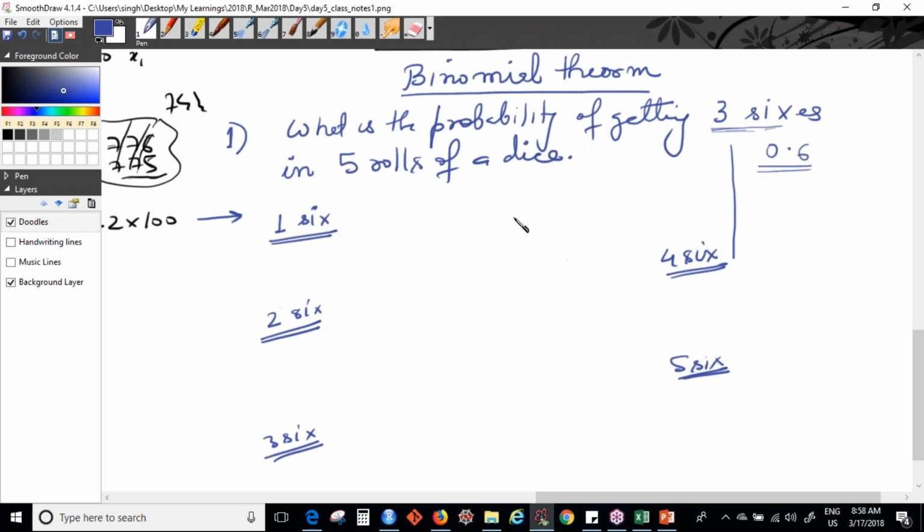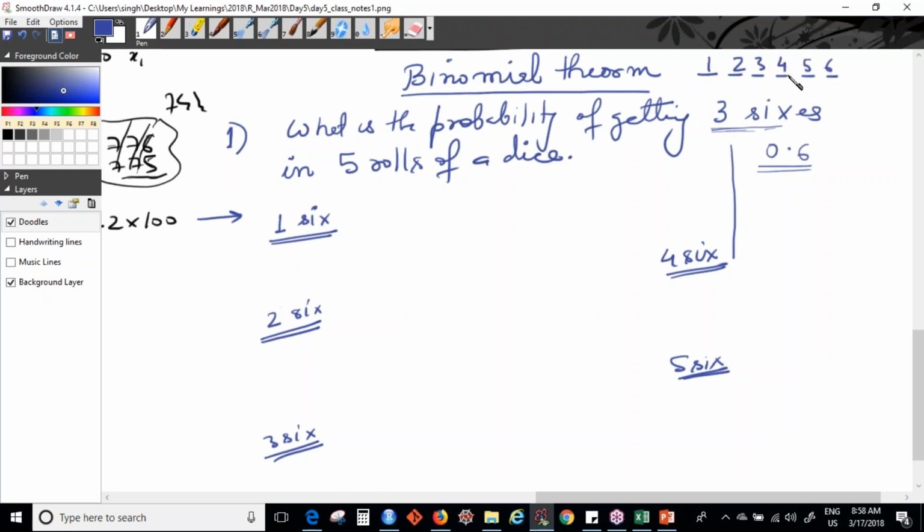Okay, so what are the different probabilities of getting the answer when you roll a dice? So you can get 6 numbers, right? You can get 1 2 3 4 5 and 6.